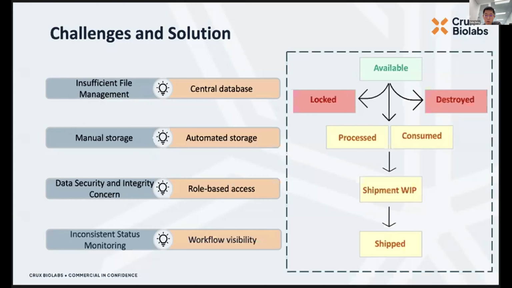Also, we will mark the sample as Shipped if we dispatch them to another lab. And we also added Shipment in Progress in the middle to indicate that the samples are being prepared for shipment, to avoid any double-up work. If a sample is discarded, we will assign it to Destroyed. And if a sample is on hold and awaiting further instructions, we will lock the sample to prevent any accidental updates or movements.